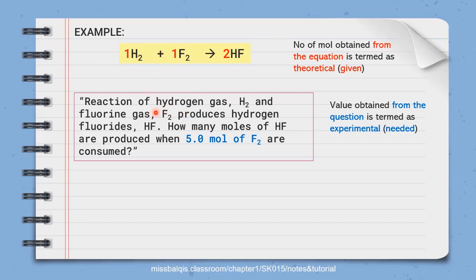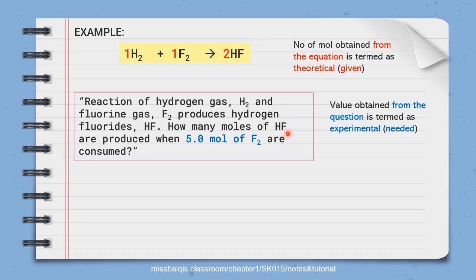So how do we know this? Reactions of hydrogen gas. So here we got hydrogen gas, here we got hydrogen gas as well. And fluorine gas, we have F2, and F2 produces hydrogen fluoride. We got HF. How many moles of HF are produced when 5 mole of F2 are consumed? So there is a slight difference in here in terms of amount of F2, which is 5 mole, and they are looking for the amount of HF. Our unknown in this case gonna be the experimental value of HF. Everything else is already there.